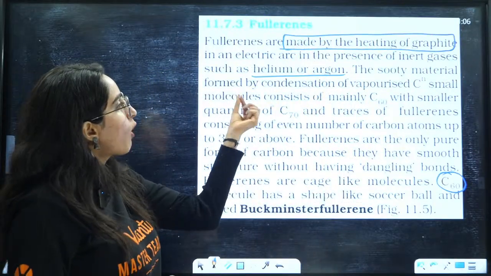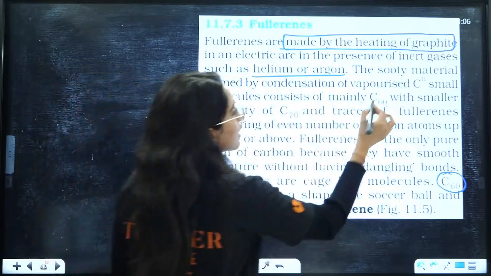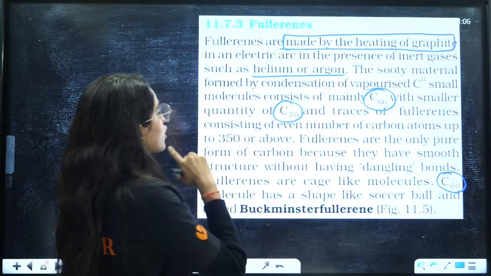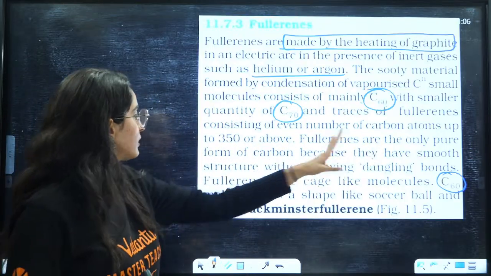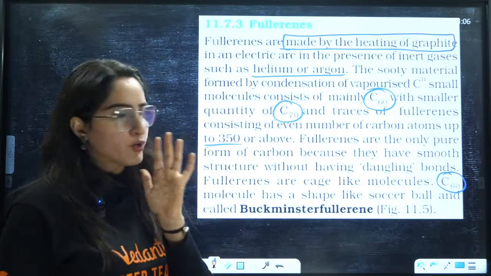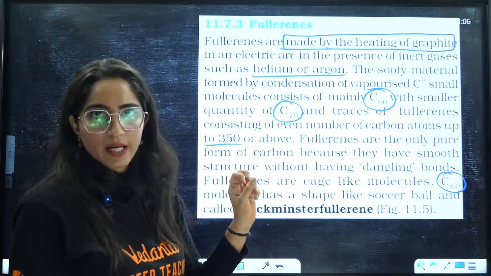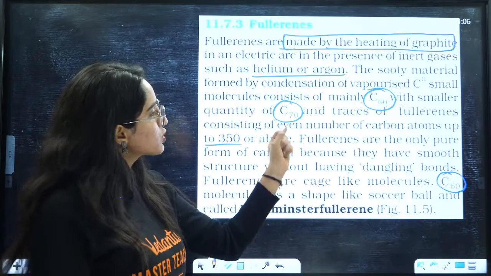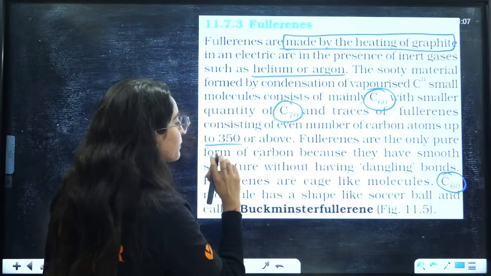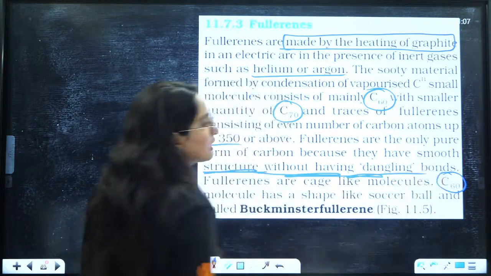The sooty smoke formed by condensation of vaporized C small molecules consists of C60 with a smaller quantity of C70 and traces of fullerenes consisting of an even number of carbon atoms up to 350 and above. But you have C60 only in your syllabus, right? Mainly C60. Basically, the byproducts are also formed. In this, you have C70 also, but we will talk in detail about C60 only. Fullerenes are the only pure form of carbon because they have a smooth structure without having dangling bonds, right?